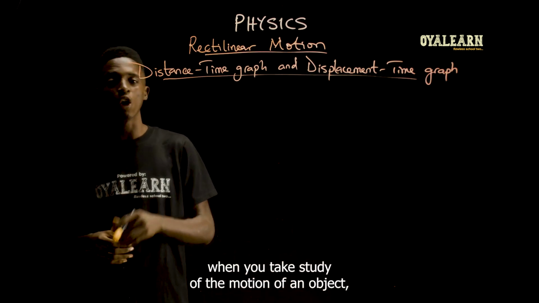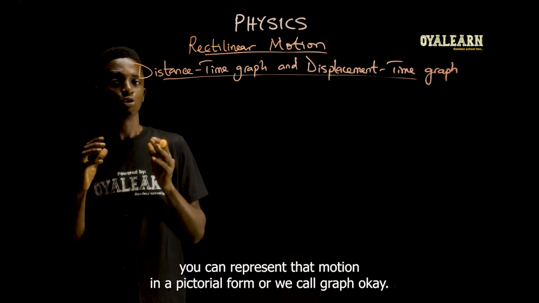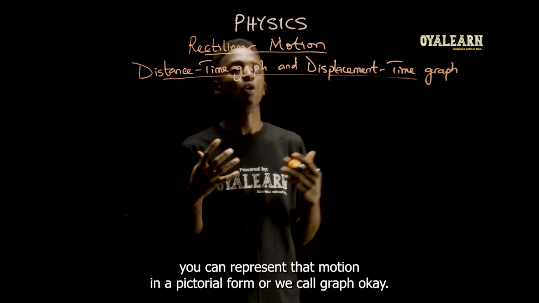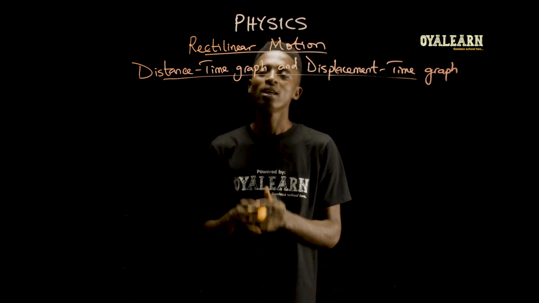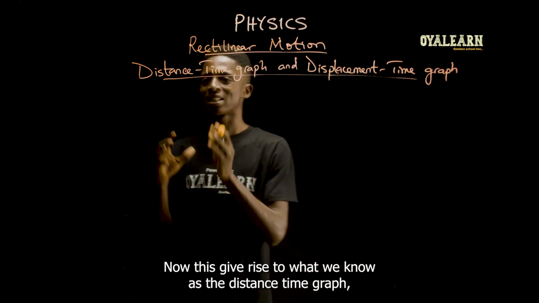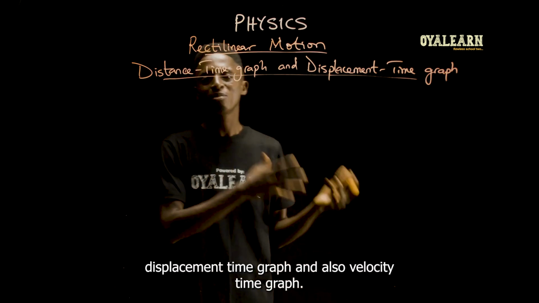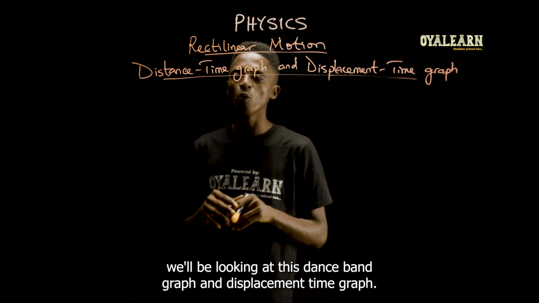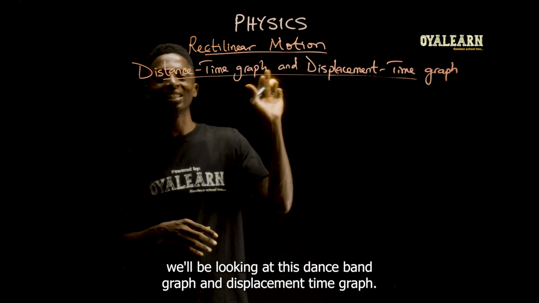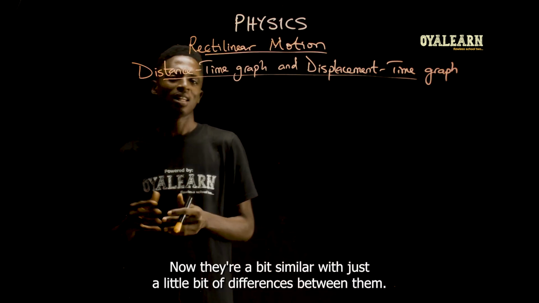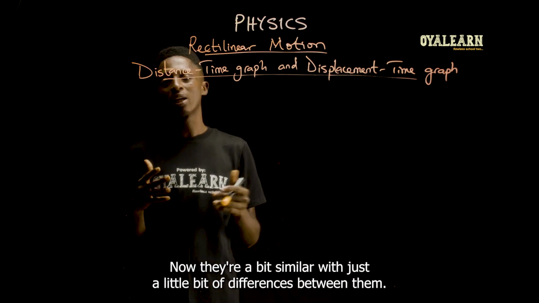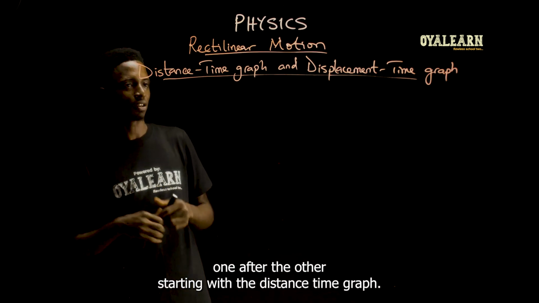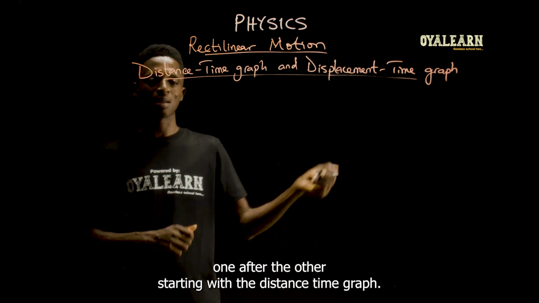When you study the motion of an object, you can represent that motion in a pictorial form, or what we call a graph. Now this gives rise to what we know as the distance time graph, displacement time graph, and also velocity time graph. In this video, we'll be looking at distance time graph and displacement time graph. They're a bit similar with just a little bit of differences between them. So let's take a look at them one after the other, starting with the distance time graph.